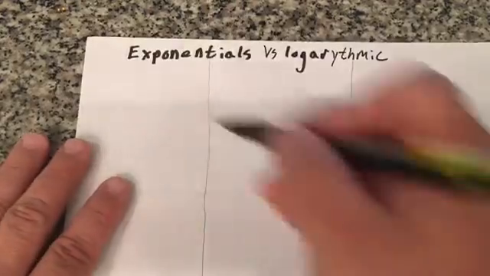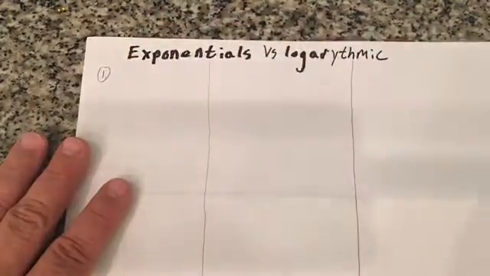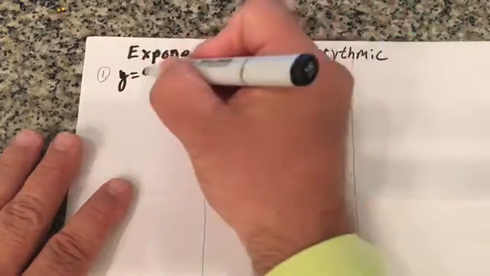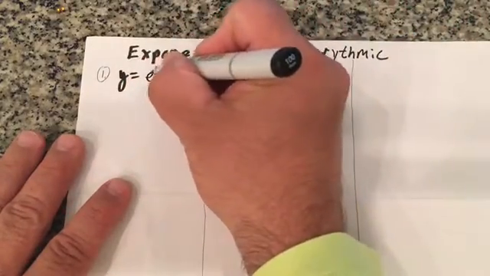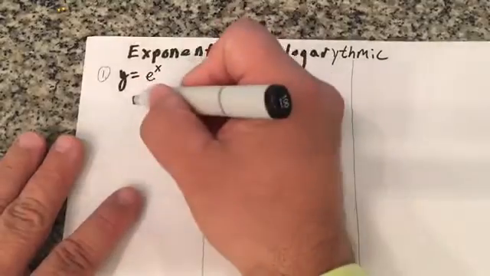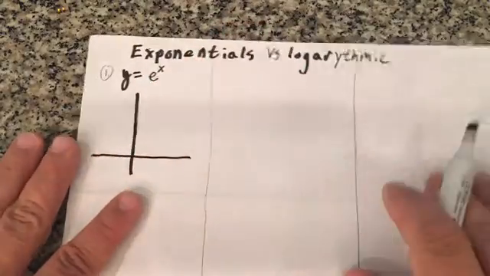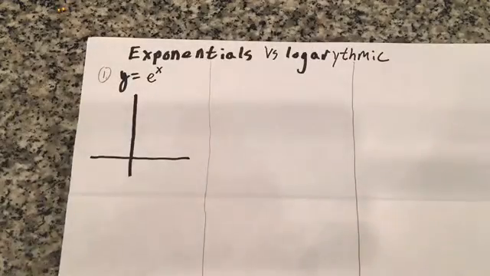And the first graph I want to do is an exponential. And it's y equals e to the x. Now if I have an xy axis, I want to plot this graph. And here's what it looks like.